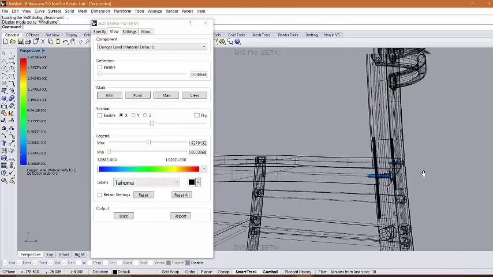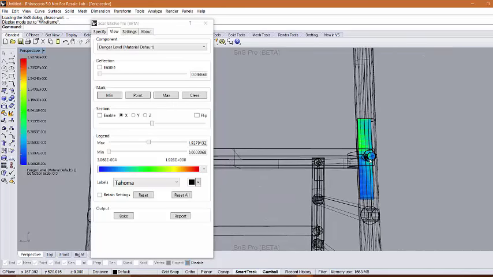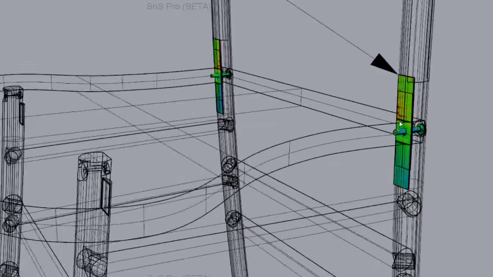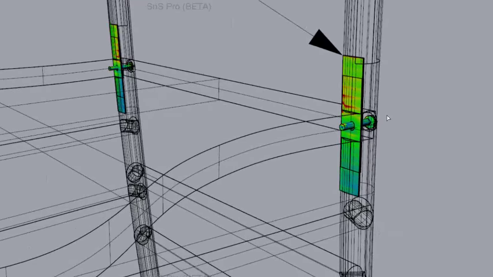Now let's view the danger level of the steel support to make sure this design will be safe. By viewing the maximum danger level of the steel support, we see that it is almost double the yielding strength of the steel. This means that it is likely to fail, and this is not a safe design. I must reevaluate and come up with a new design option.